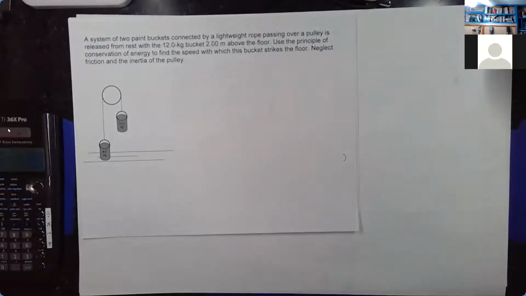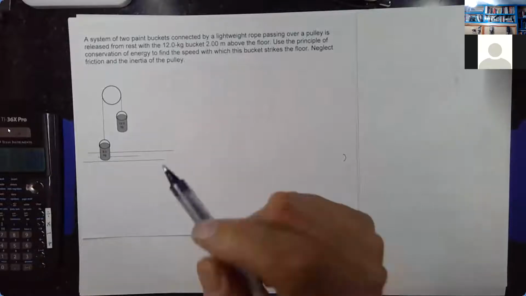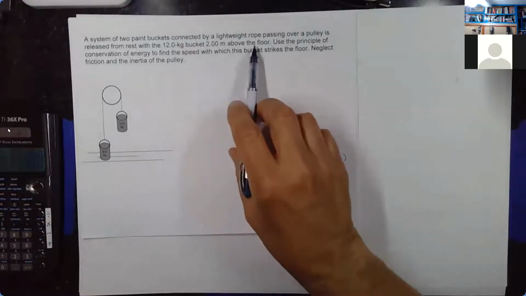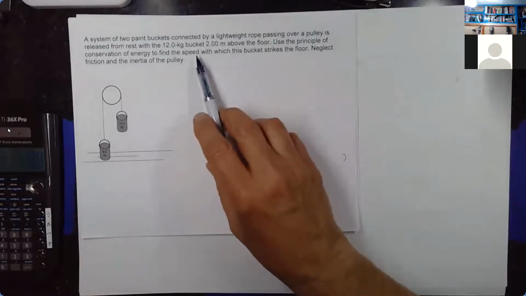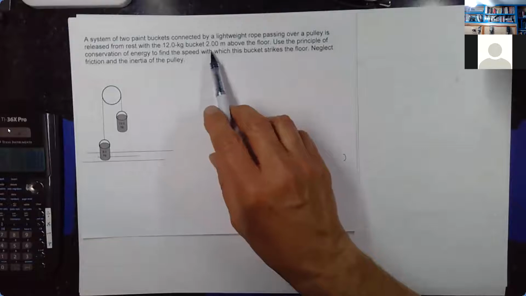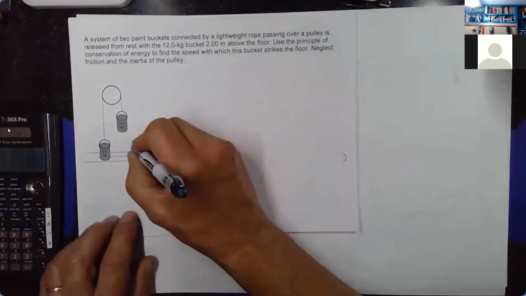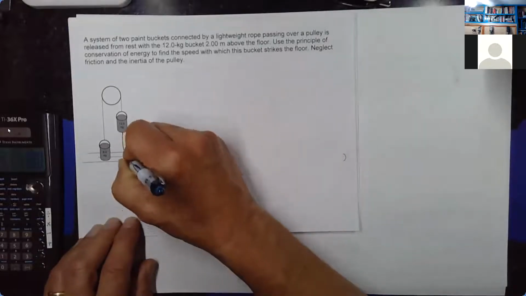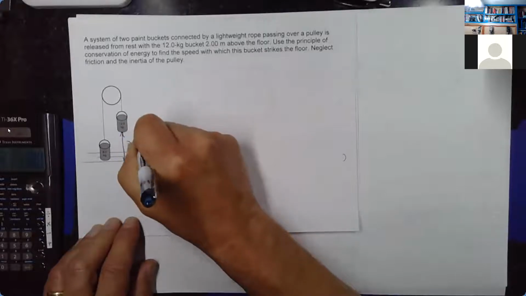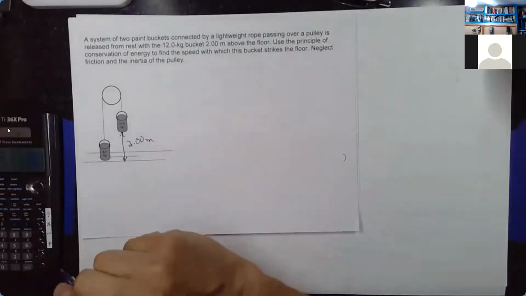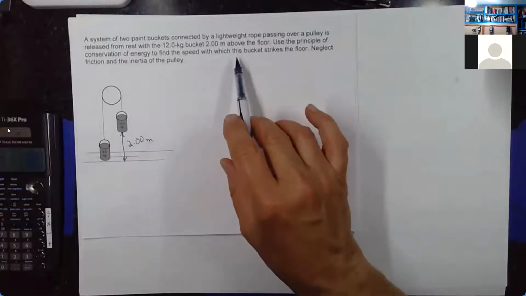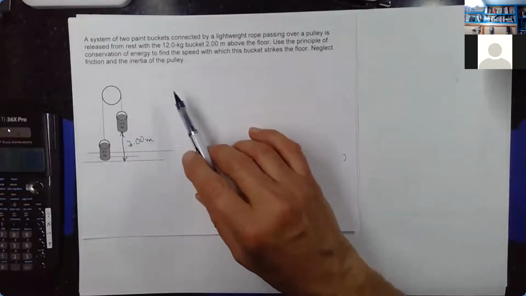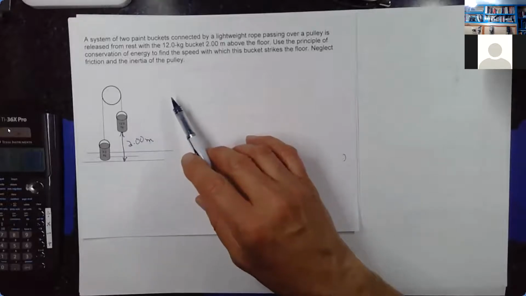Okay, here's an Atwood's machine, a different way of approaching it. We have a system of 2 paint buckets connected by a lightweight rope passing over a pulley. It's released from rest with a 12-kilogram bucket 2 meters above the floor. So this distance here is going to be 2.00 meters. Use the principle of conservation of energy to find the speed with which the bucket strikes the floor, and neglect friction and inertia in the pulley.